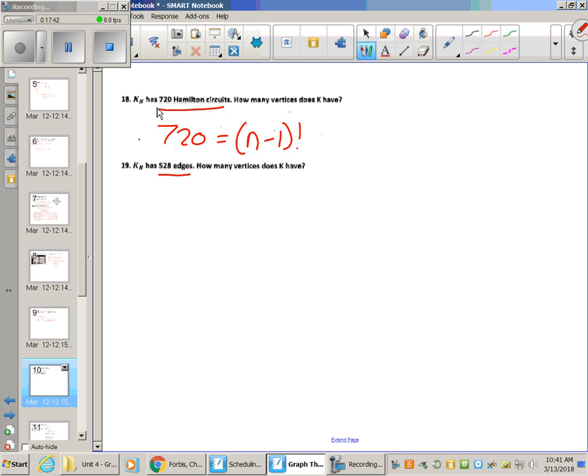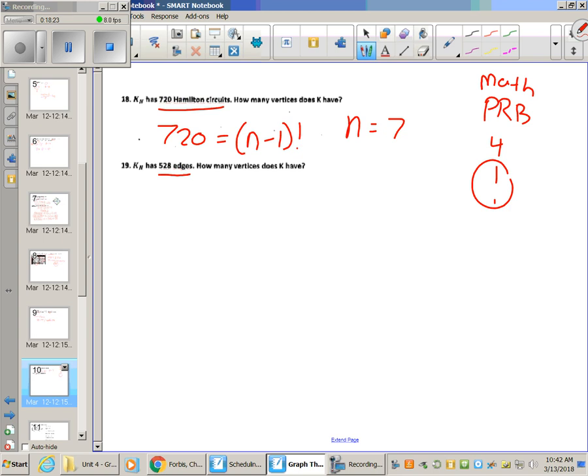We don't plug 720 in for n. We're looking for the n value that gives us 720. Now, remember, the only way to do this is to guess and check, and we only have so many numbers to pick from. But it turns out in this case that n equals 7. If I plug that in, that would be 7 minus 1 factorial, which is 6 factorial, which equals 720. Again, if you need to know how to do factorial in the calculator, it's MATH over to PRB, and it's number 4. That'll give you your exclamation point.